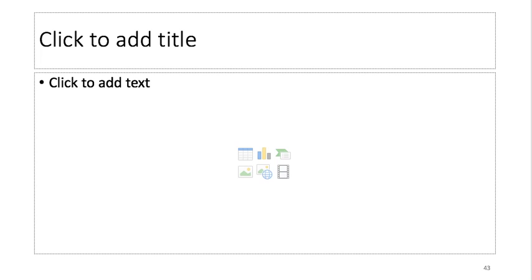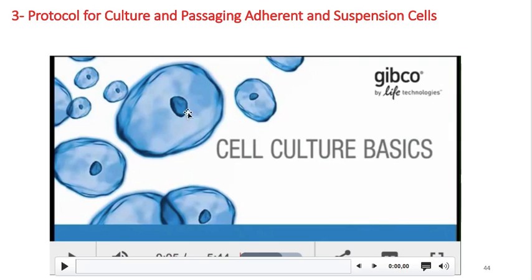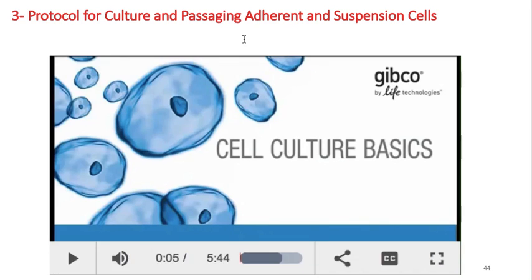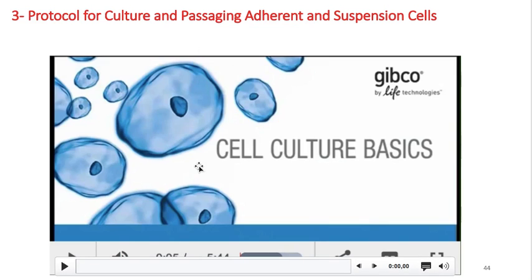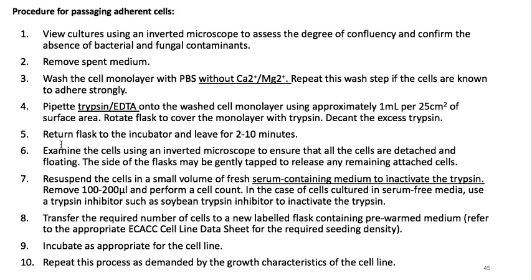So this is the third part of this chapter. I will upload a video, number 1, for the protocol of animal cell culture and animal cell passage of adherent and suspension cells. It is filmed in the lab, better than explaining it here, and you have the steps. I also put the steps on a slide in front of you with explanation.